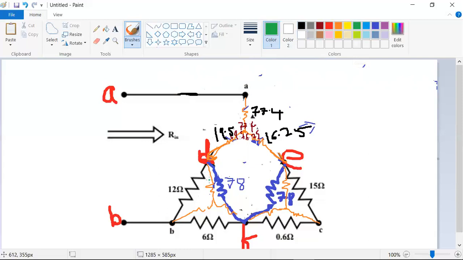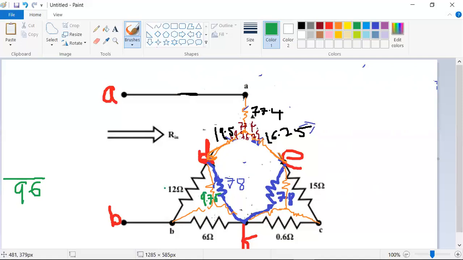Again delta to star. Let me do this. Let me add first 12 plus 78 plus 6, it will be 96. Let me write here 96. For the finding of this, you need to multiply 12 by 78 by 96. Then you will get the value 9.75.